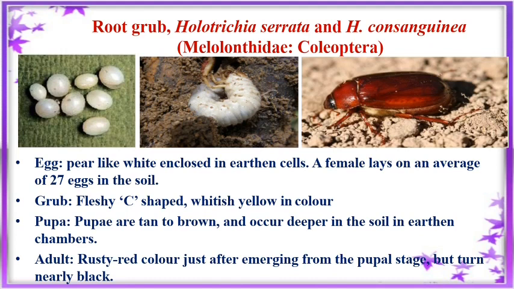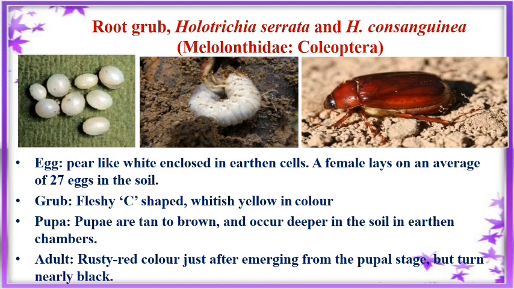This root grub completes only one life cycle in 1 year. Hence, we can say that this insect is a univoltine insect. It is a coleopteran pest. Hence, there are 4 different life stages: egg, larva, pupa, and adult. The larva of the coleopteran insect is called a grub, hence it is known as the root grub.